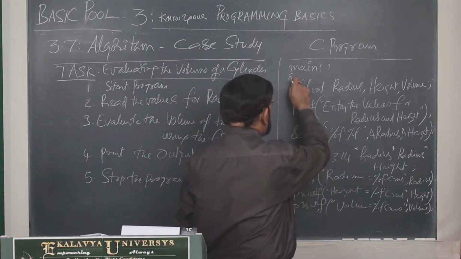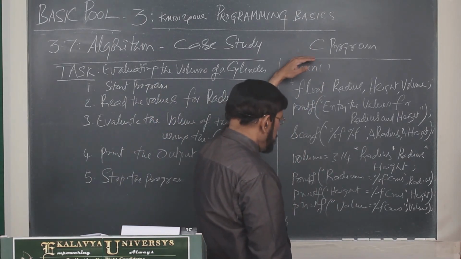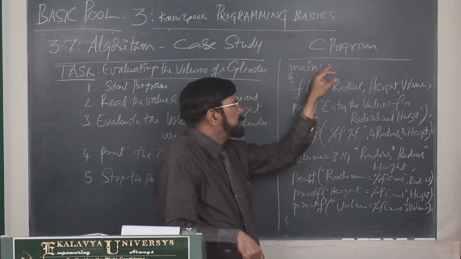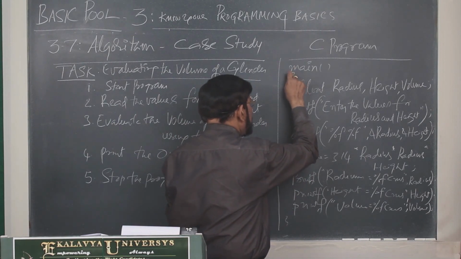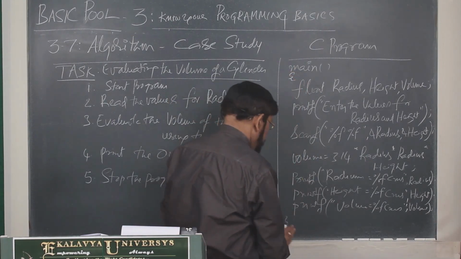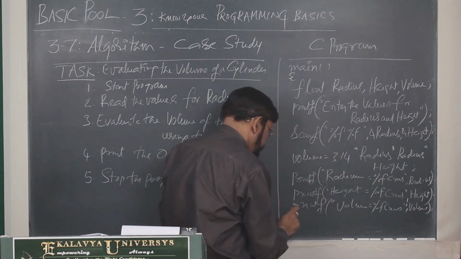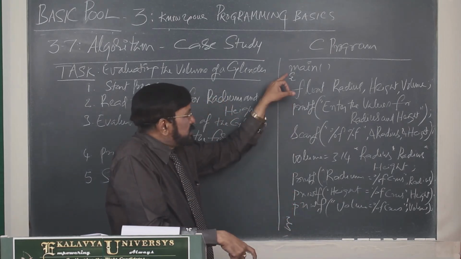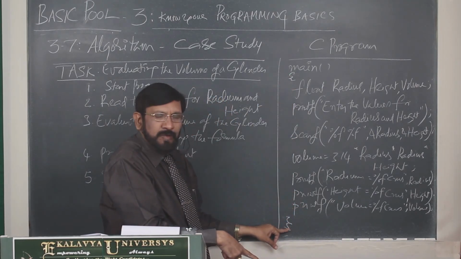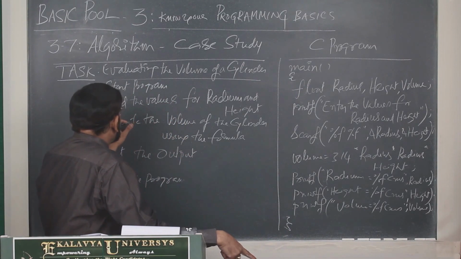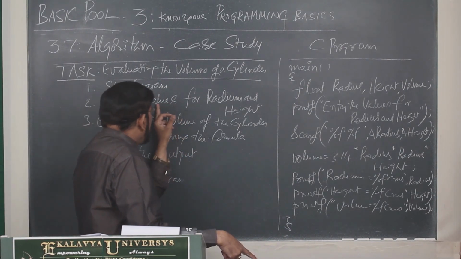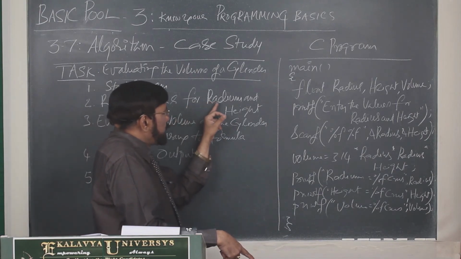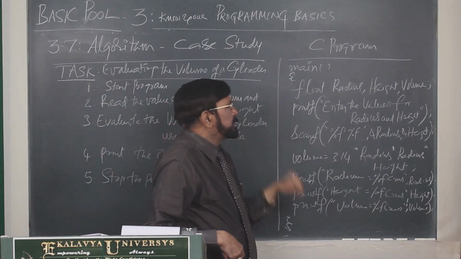Now you see, here this is C program, and what is the important code I am writing? Here we are starting with the main, and this is the beginning of the program, start program. This is the ending of the program. These two symbols represent start program and stop program. Thereafter, what is there? Read the values of radius and height.